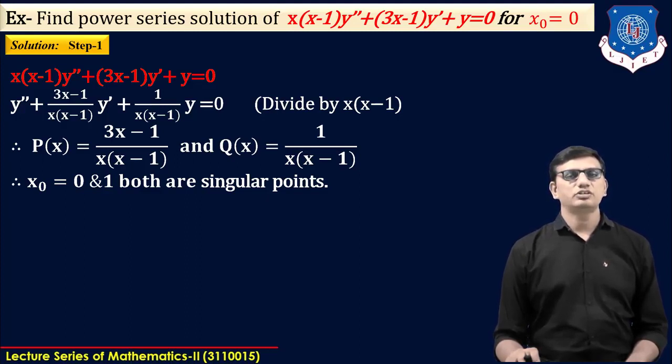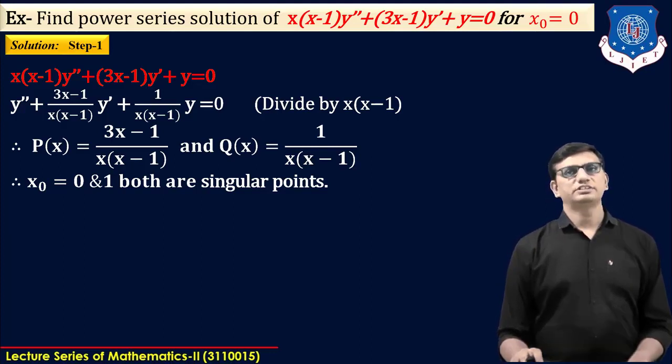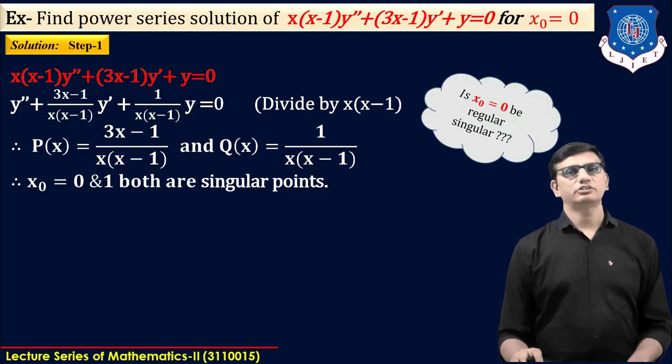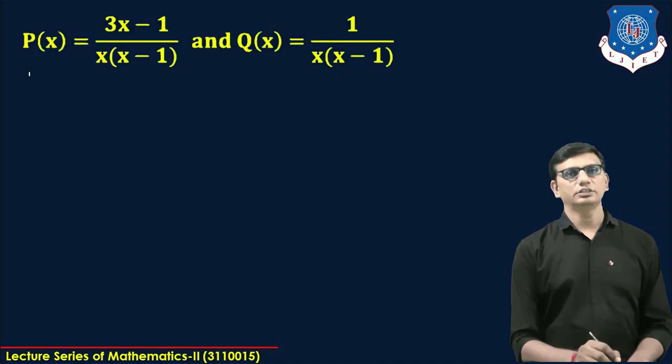Now x equal to 0 and 1 are both singular points, but here we are discussing only the point x0 = 0, because we have to find the power series solution about only x0 = 0. Now we will check whether x0 is a regular singular point or not. Let us see by calculation.